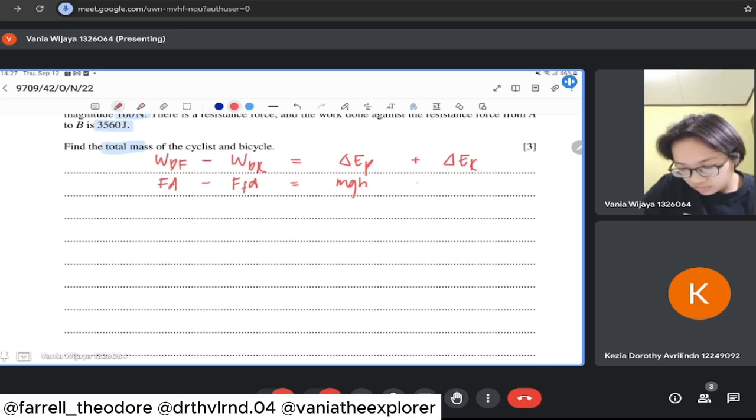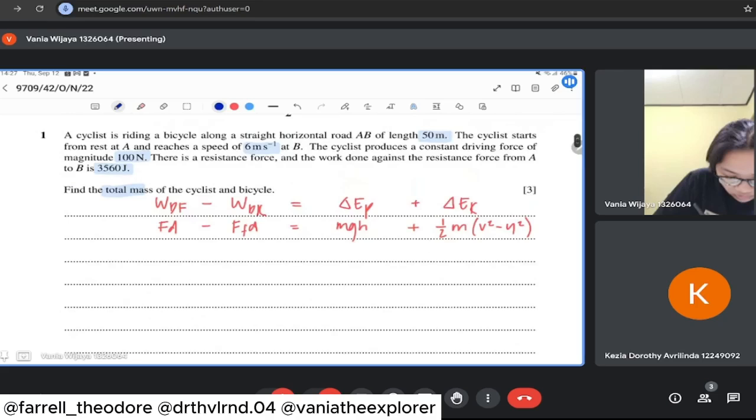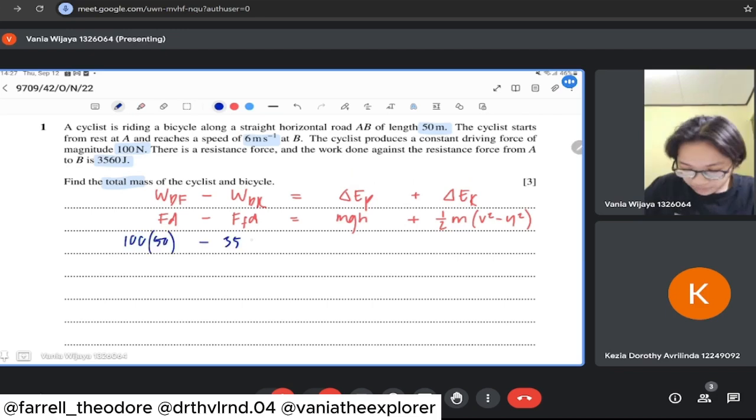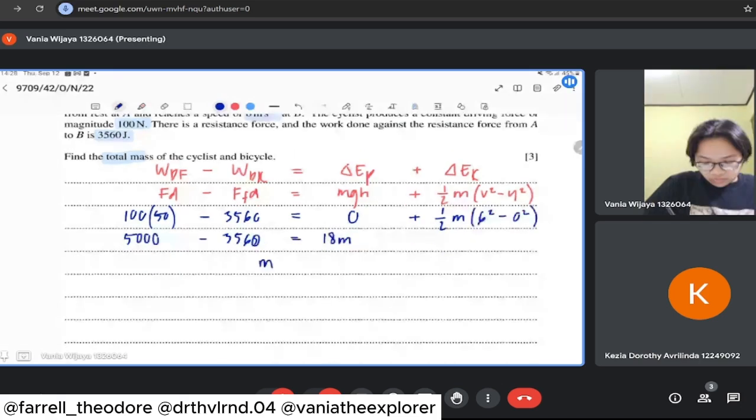Now we can input the values. The driving force magnitude is 100 times 50 meters minus 3,560. And then the change in potential energy is 0 because it is a straight horizontal road. And then half m v squared, where v is 6. And then we calculate, it's going to be 3,560 equals 18 m, which is going to be 80 kilograms.